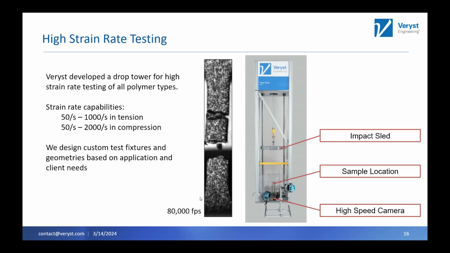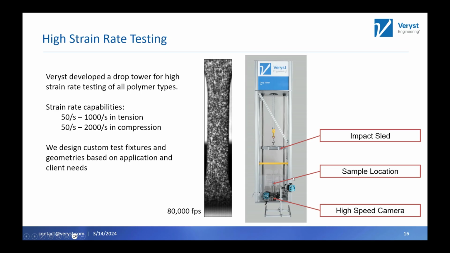So how we might do some impact rate testing: what we use for this is actually a custom test frame that we developed. We call it the drop tower. This test frame has a capability of hitting strain rates of about 1,000 per second in tension or about 2,000 per second in compression. The way this works is we have this impact sled. We bring this up to a fixed height. And then at the start of the test, there's a release that drops all this weight. The specimen is down here in a fixture that allows it to be loaded in tension, which is what you can see in this video here.